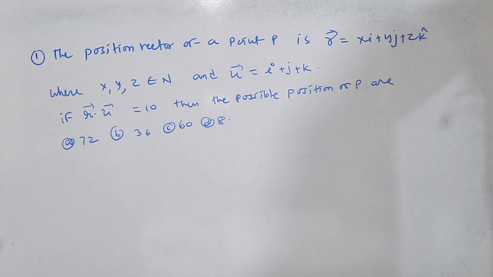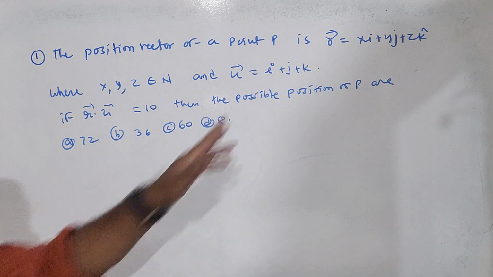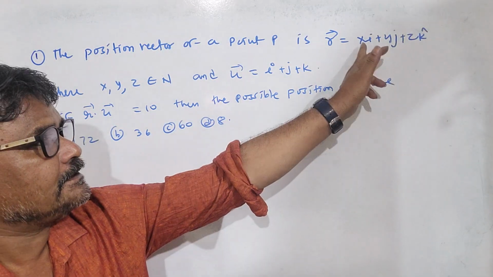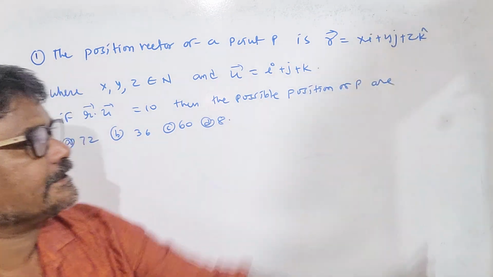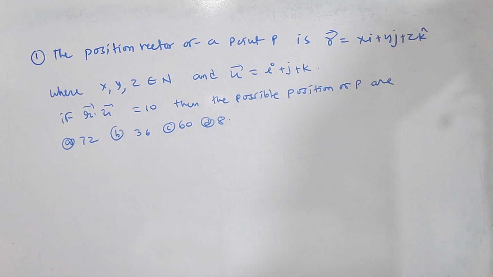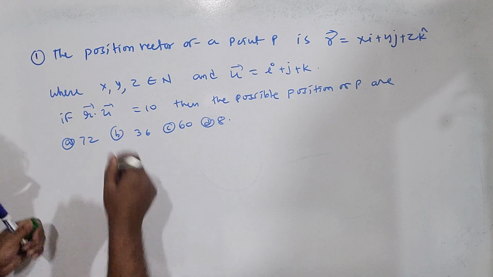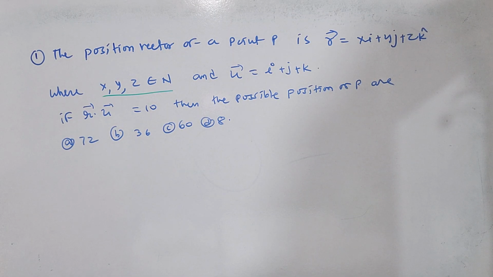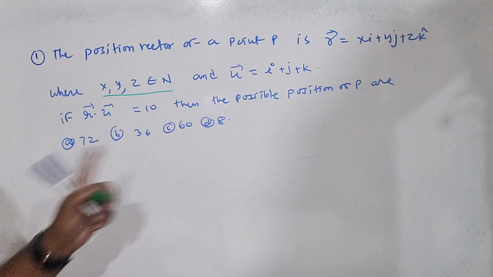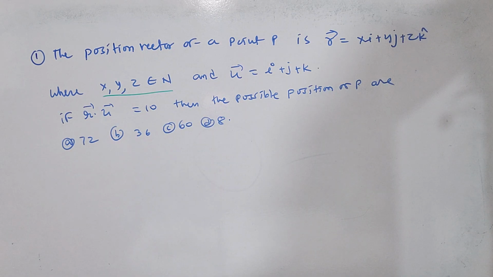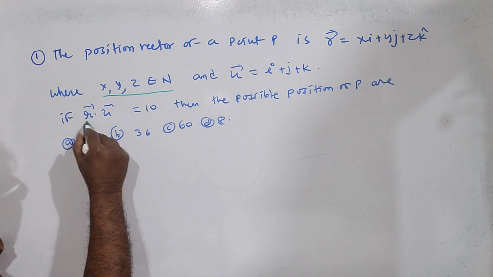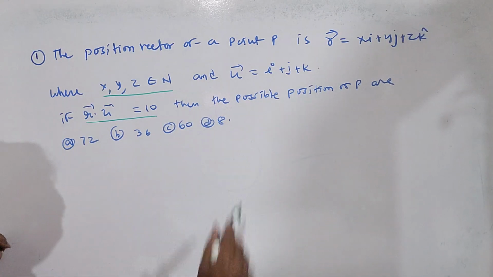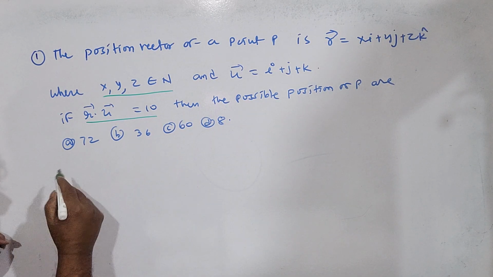The position of a point P is given by the vector r equal to xi plus yj plus zk, where x, y, z belong to the natural numbers. So the values of x, y and z are positive integers. And u is i plus j plus k. If r dot u equal to 10, then the possible positions of P are.